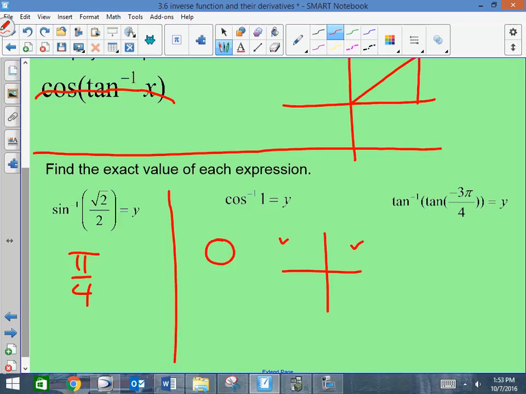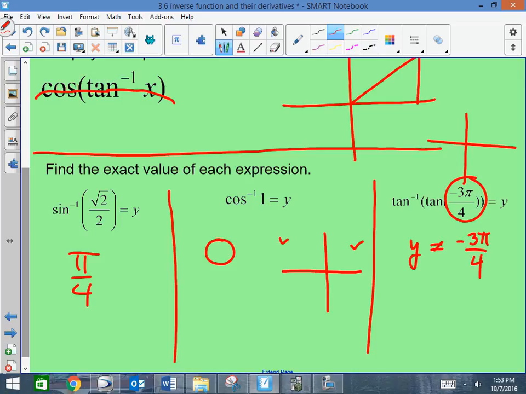Okay. And inverse tangent of the tangent of negative 3 pi over 4. Now, when we do inverse tangent of tangent, usually we get this. And when do we not get this? Well, that's right, Sarah, when it doesn't fall into our right restrictions. Does that fall into our right restrictions? No. y is not negative 3 pi over 4, but where is negative 3 pi over 4?